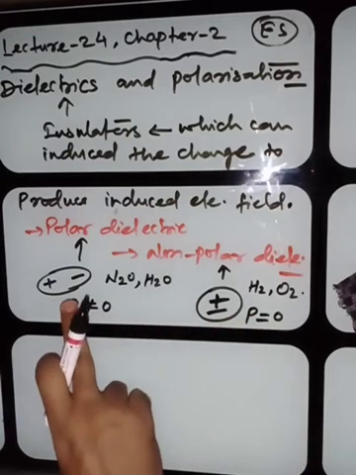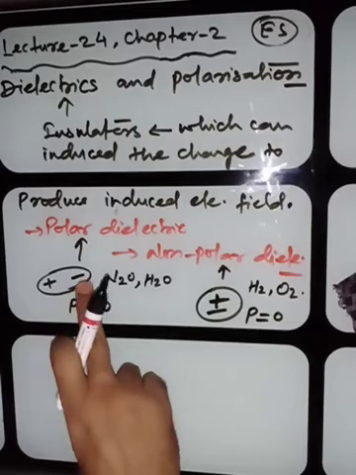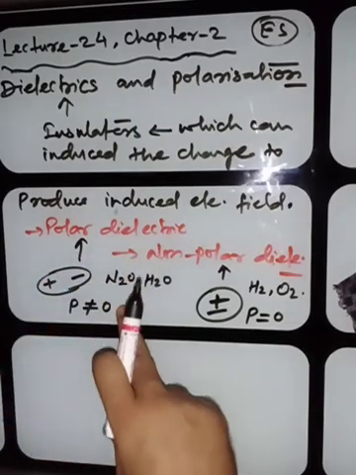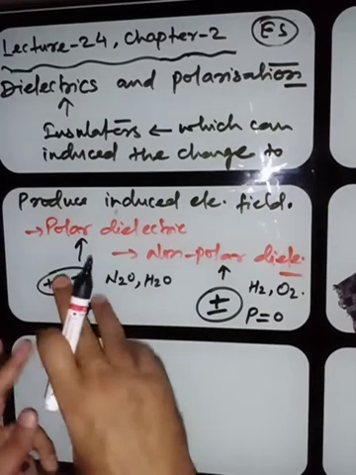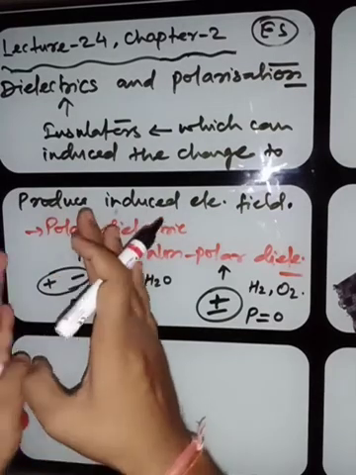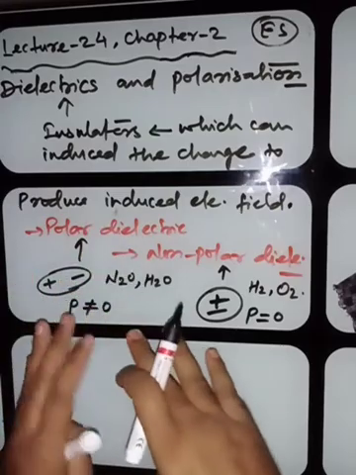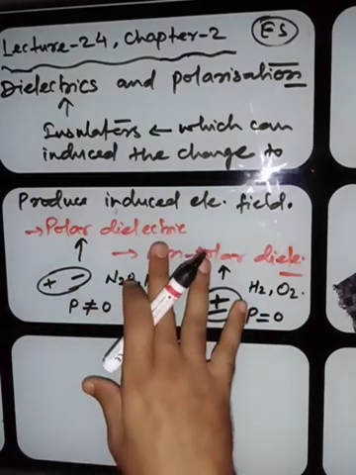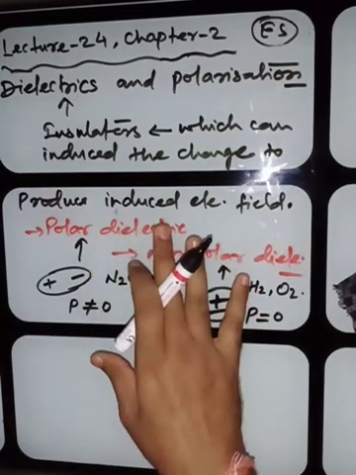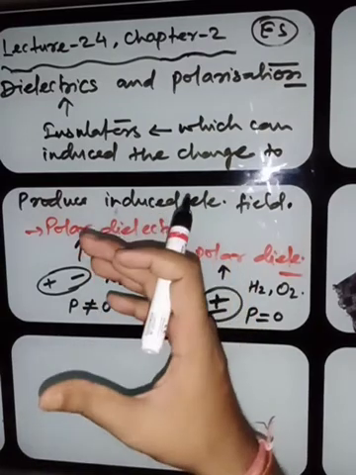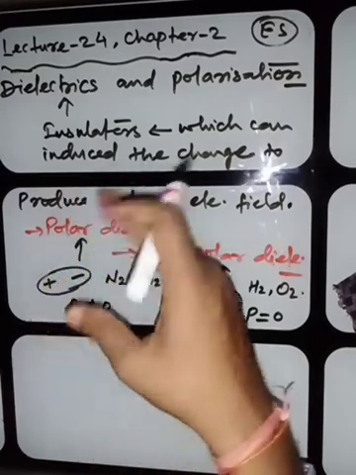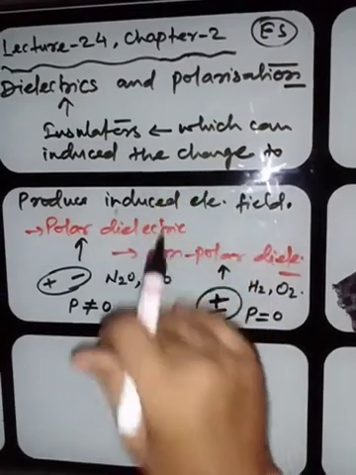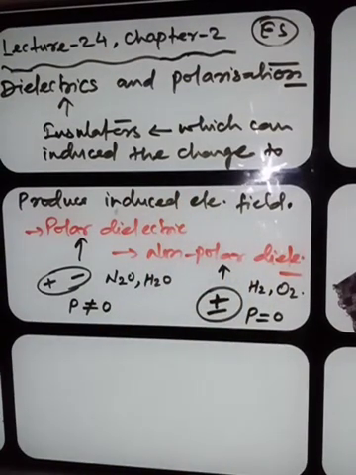It has a permanent dipole moment, but in the absence of an electric field, the whole material will not have a net dipole moment, whether polar or non-polar. Remember, the net dipole moment of the dielectric substance will be zero. Okay?